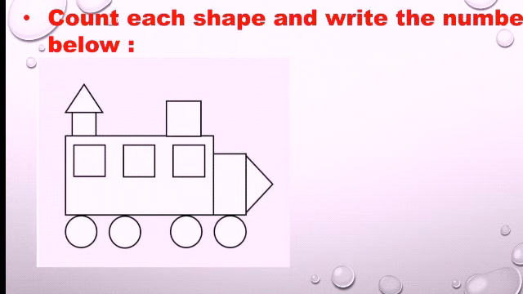Now count each shape and write the number. Observe the image. Here different types of shapes are present. So you have to count the shapes and you have to write the name of the shapes also. Let's suppose circle. How many circles are there? So you have to write the name of the shape, then count the shape and write it. This is the thing you have to do for this question.